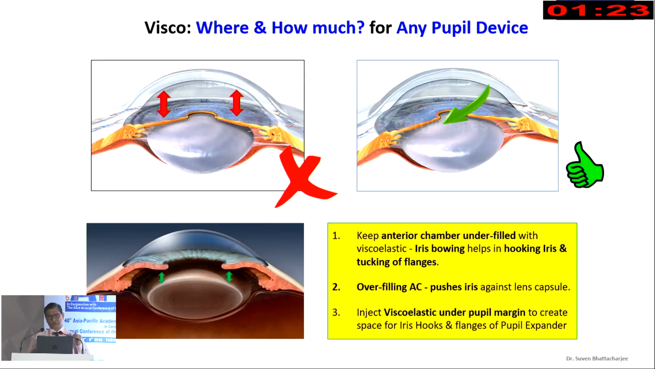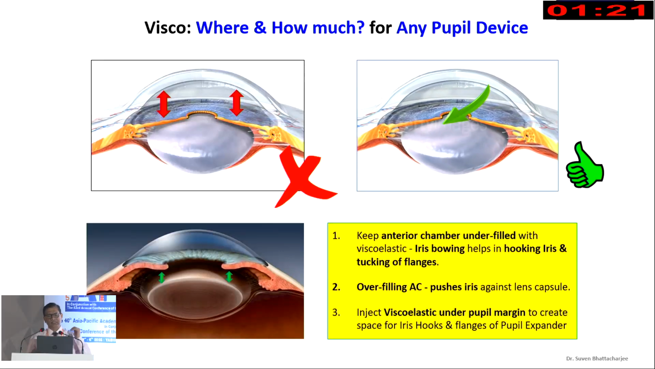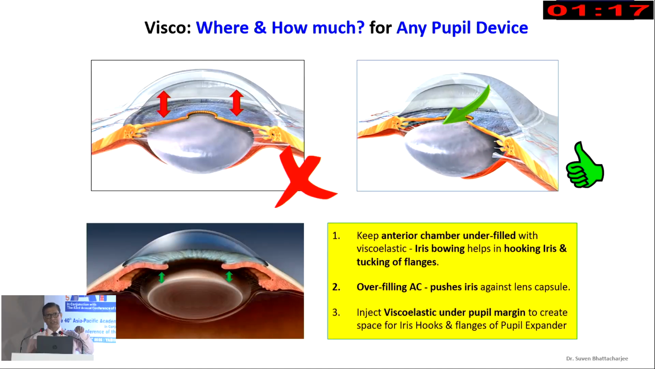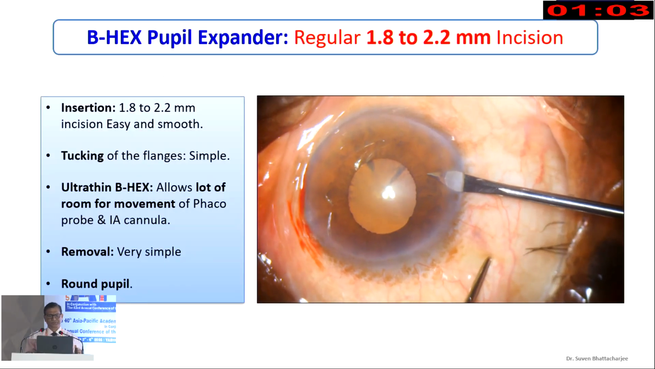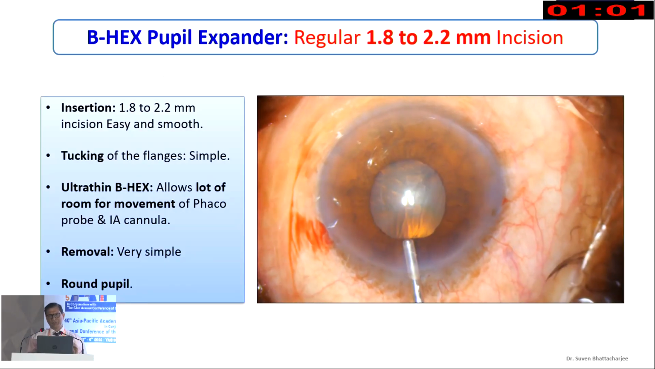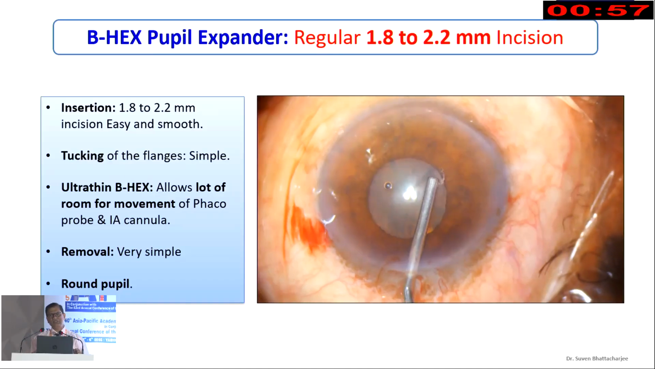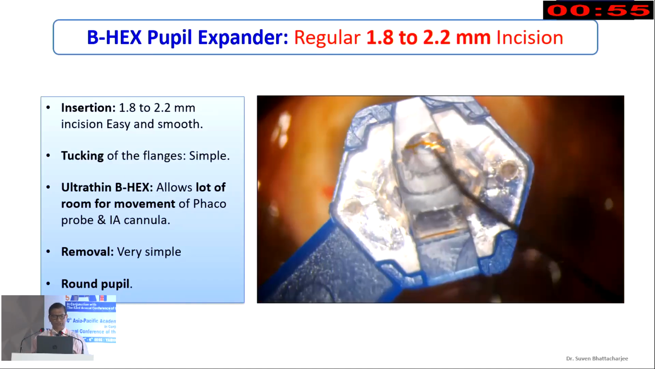Where do we inject viscoelastic? We need to inject viscoelastic under the pupil margin and not actually inflate the antechamber. Inflate the antechamber, and you plaster the iris to the lens capsule, and that leaves little space for the device. So inject a little viscoelastic under the pupil margin and cause a little bit of bowing, so that it's easy to use your device. Now this is a BX pupil expander being used in a 1.8 to 2.2 millimeter incision. It actually goes through much smaller. I'll show you in the next video.